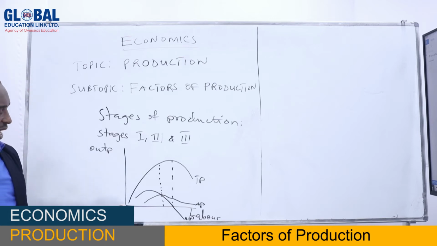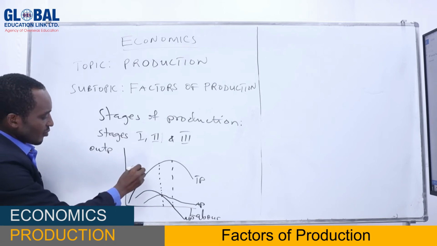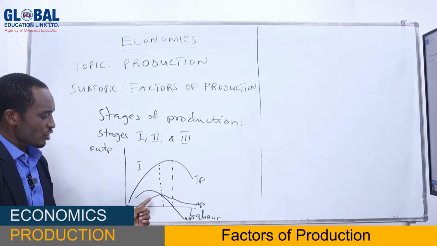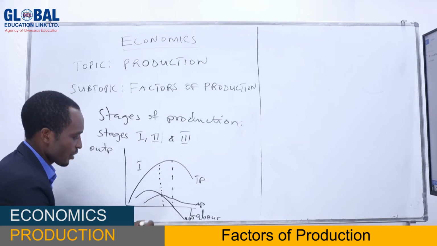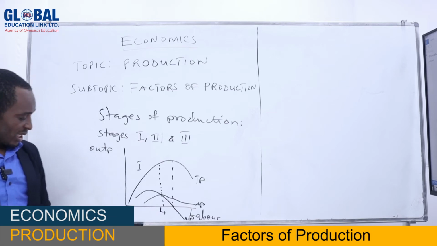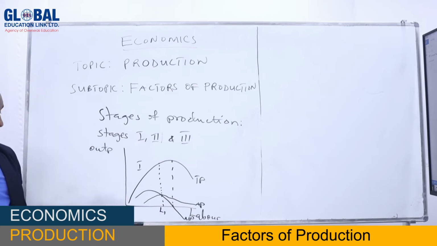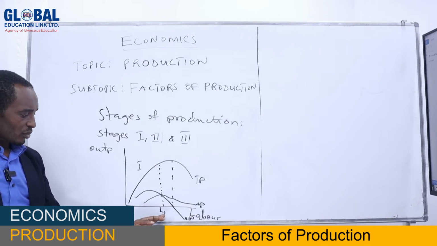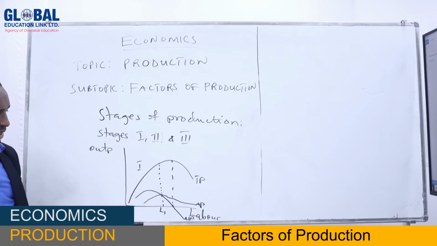So stage 1 starts when labor is 0 up to this point where the marginal product intersects with the average product, let's say L1. So stage 1 will start when the number of labor is 0 up to the number of labor equal to L1. So this will be stage 1.